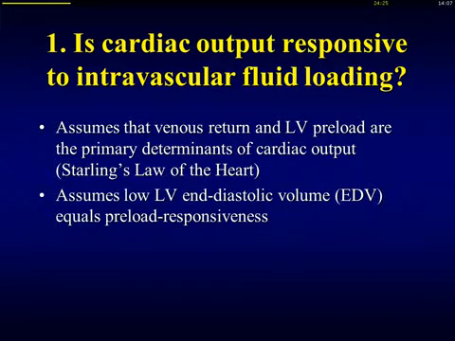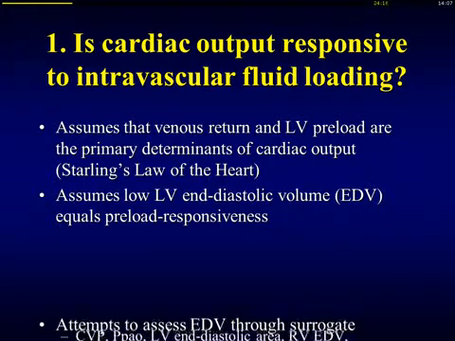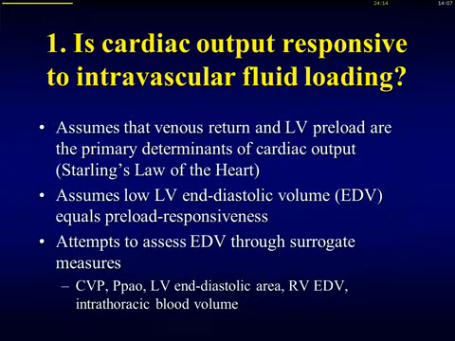I'm sure you've heard echocardiographers say to you, the walls of the heart were kissing, the heart's totally empty, fill them up. And that's what you'd say. So what you would look at are estimates of left ventricular end diastolic volume as surrogates, such as CVP, pulmonary occlusion pressure, left ventricular end diastolic area by echo, right ventricular volumes by ejection fraction, or intrathoracic blood volume. These are all surrogates for preload.